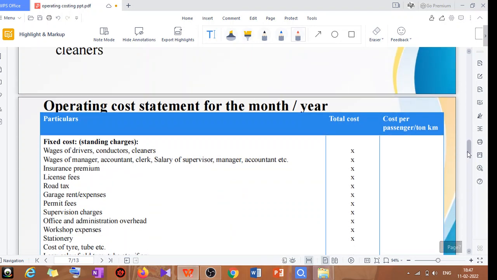Next, let us see what the operating cost statement is. The operating cost statement is prepared for the month or a year. You need to calculate either for the month or year. We have three columns here: particulars, total cost, then cost per passenger kilometer or cost per ton kilometer. Before preparing the statement, you need to calculate this. Got it? That is cost per passenger kilometer or cost per ton kilometer. So this you have to calculate.